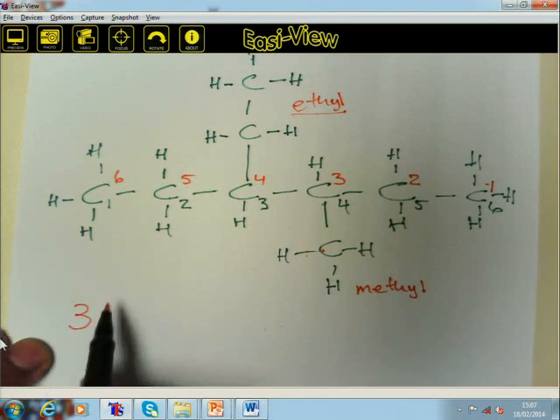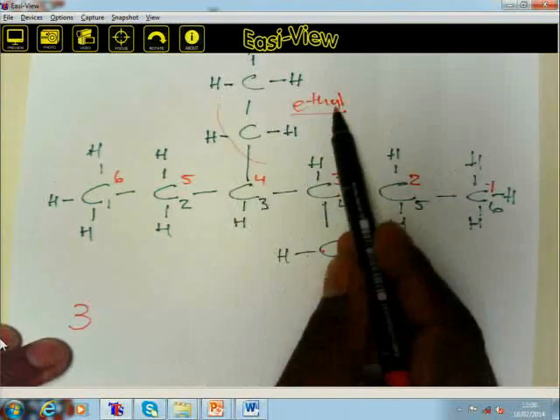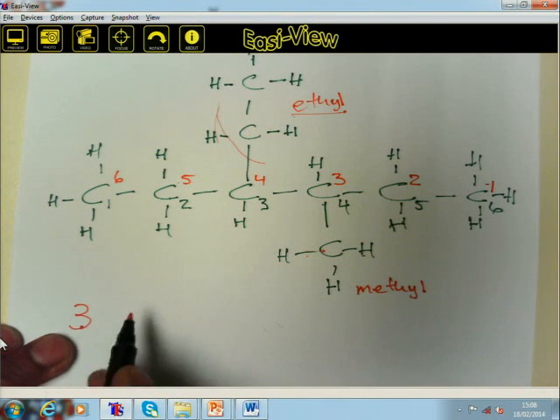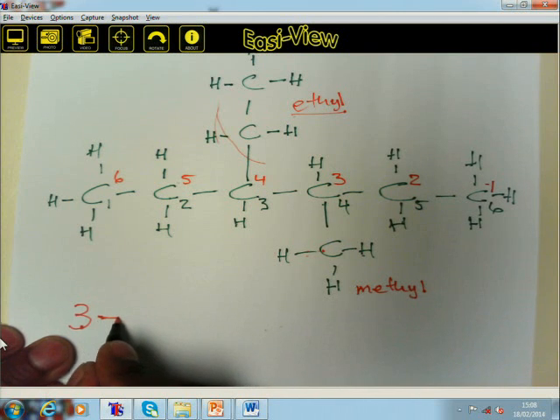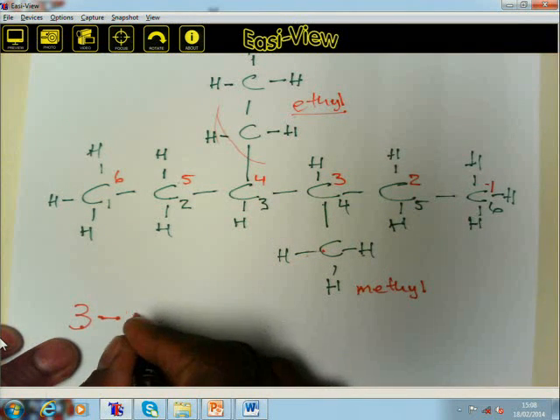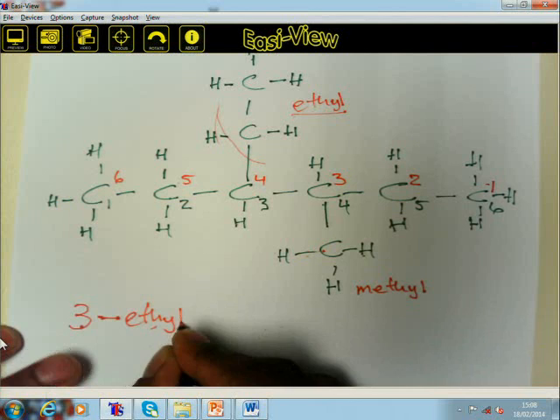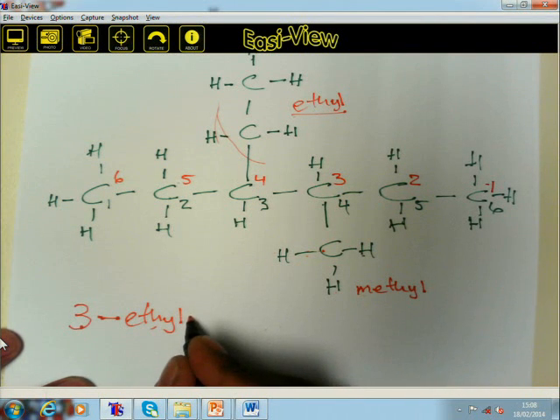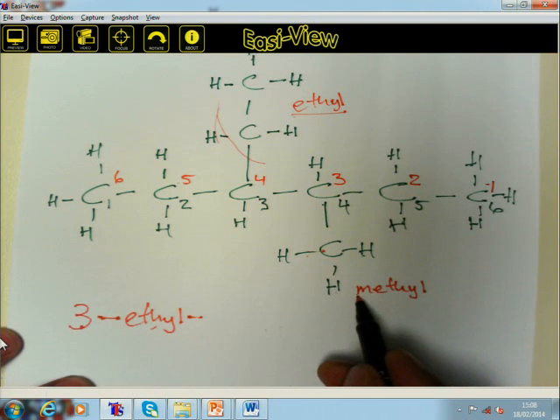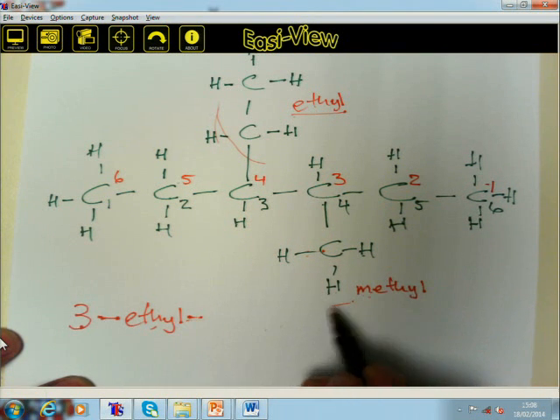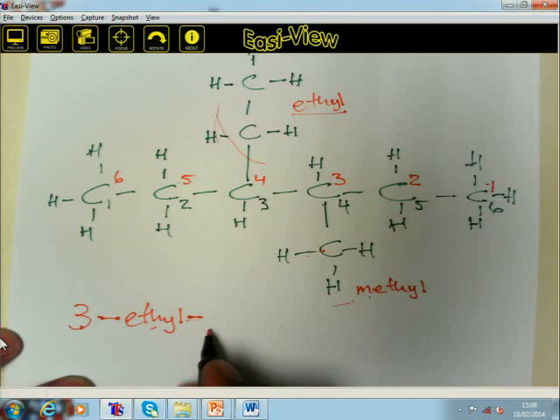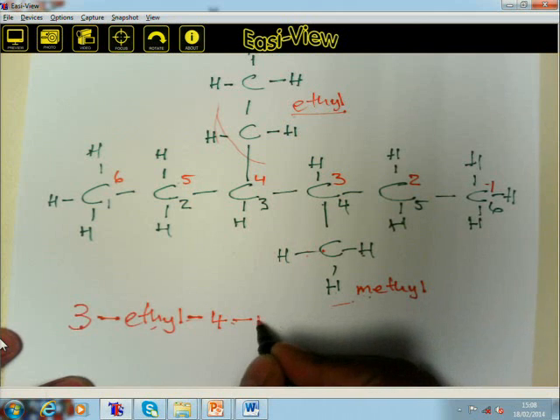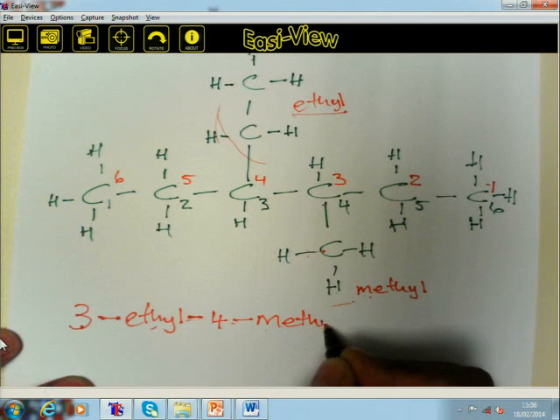Now, because we only have one ethyl substituent at carbon number 3, the next thing that I must have there is the hyphen. And then I will write ethyl. And then I have another substituent there with the M. Because I'm going to write a prefix, I must also put the hyphen, and the position of this one is at carbon number 4, a hyphen, and the substituent name is methyl.